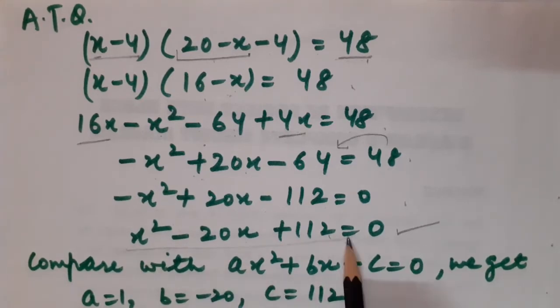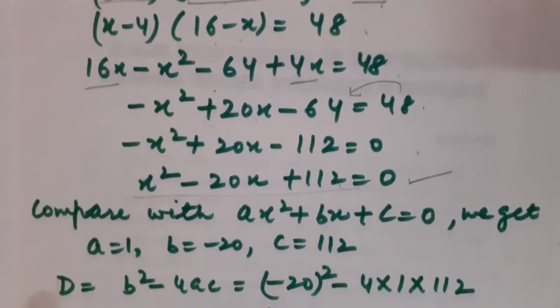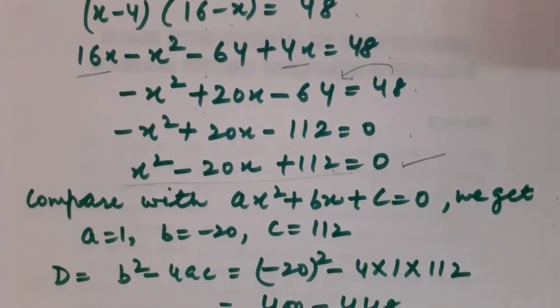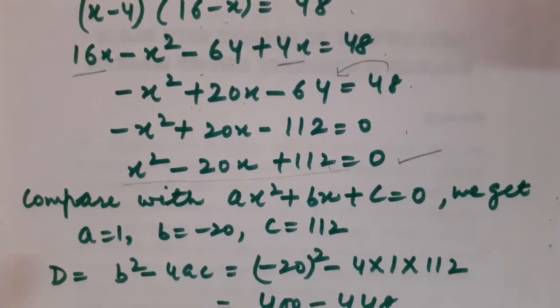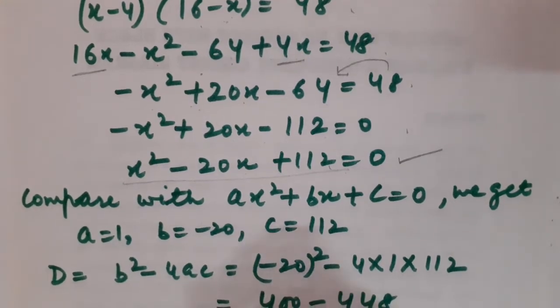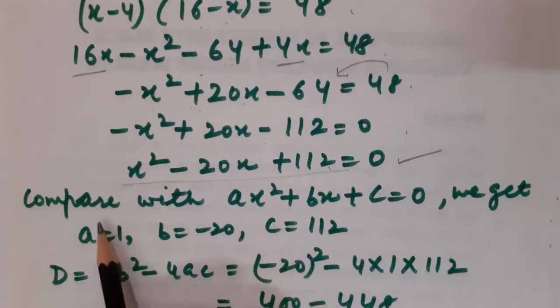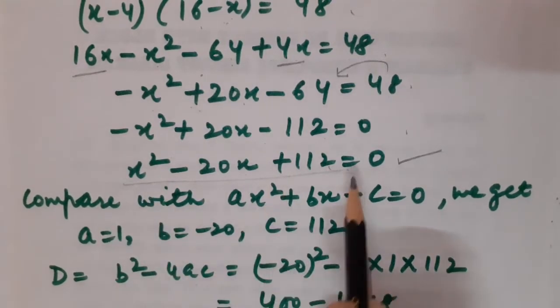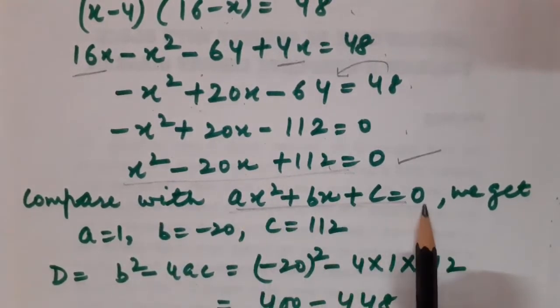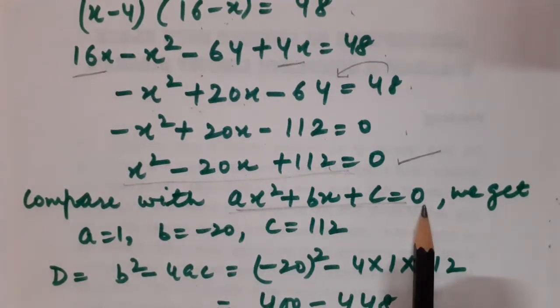Correct, children? Now this is the required quadratic equation based on the given situation. But we have to check whether we will be capable of finding the ages of both friends or not. As I told you, this is a word problem based on the discriminant. So let us check the discriminant first. And the discriminant is b square minus 4ac. For that you have to compare this quadratic equation with its generalized form, that is ax square plus bx plus c is equal to 0.